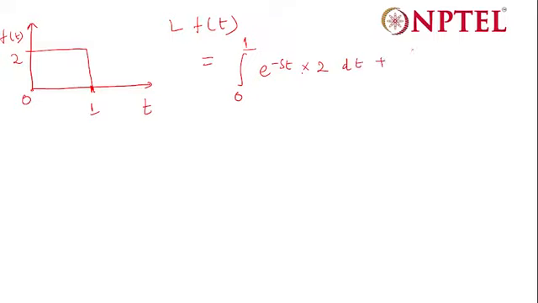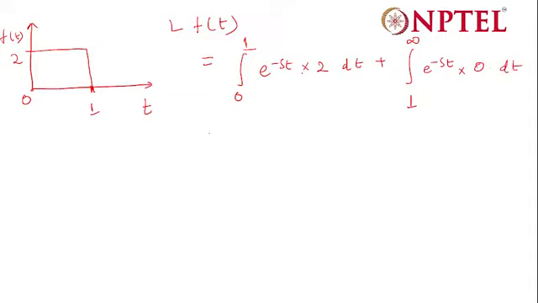Then from 1 to infinity, e to the power minus st. Here is your function value. What is your f(t) value after 1? Tell me. 0. Correct. We'll write 0. This term will be 0.